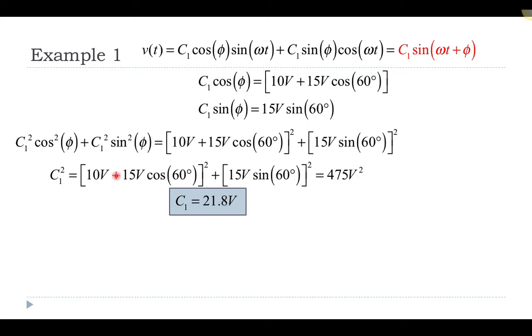And now I can just put numbers in, right? So I can use my calculator, take this term and square it, take this term and square it, and I get 475 volts squared. If I take the square root, I end up getting that the constant C1 in this expression would be 21.8.